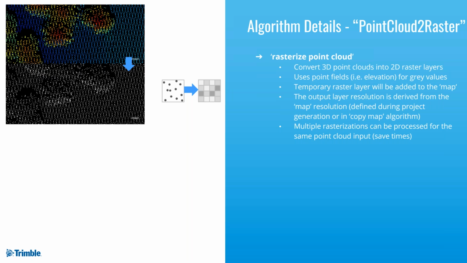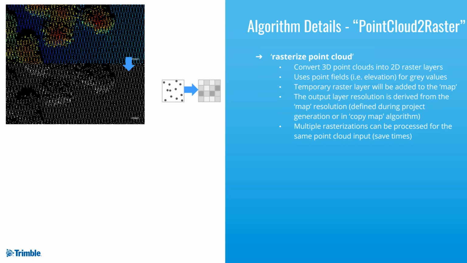So for example, you can downsample if you're using incredibly high resolution UAV data that may or may not be needed. You can specify the resolution in the map. So we are taking the resolution of that map and using that when defining the resolution of the rasterized point cloud product.